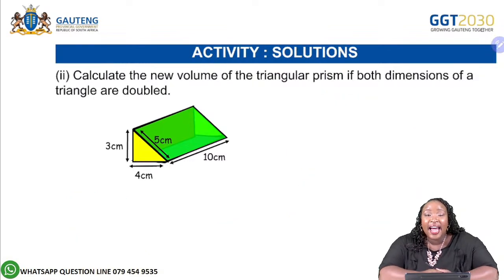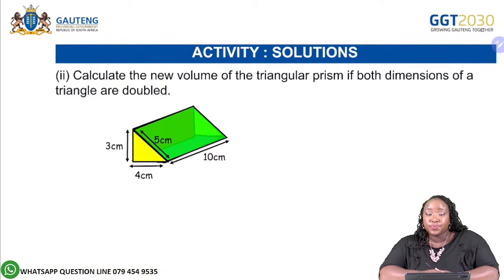All right. So we look at the second question. It says calculate the new volume of the triangular prism if both dimensions of a triangle are doubled. Right, so here, first thing you need to do is to double the dimensions of the triangle, right? And then after you've done that, calculate the volume. Okay, so I'll just give you 3 minutes to start this question, and let's see how far you are able to get in order to calculate the volume.